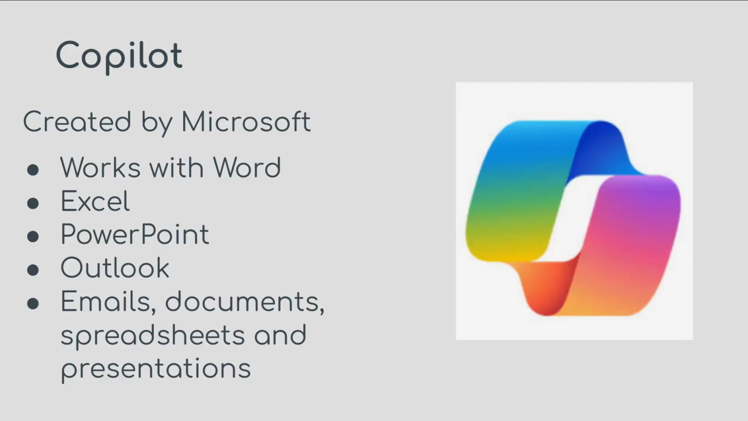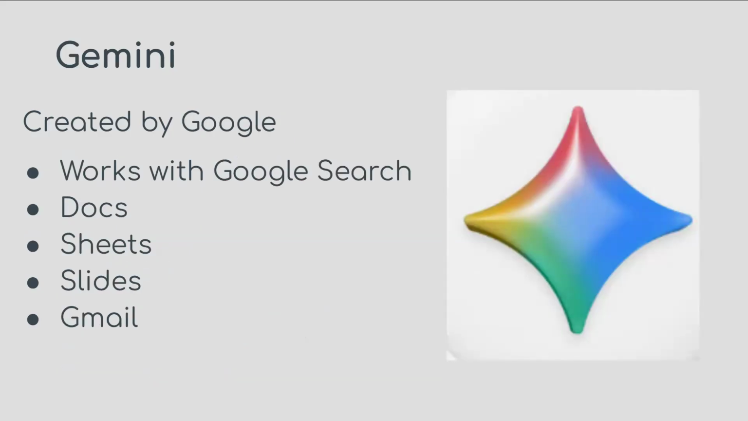So if you're already using Microsoft programs, you've probably noticed Copilot is in the ribbon or the toolbar of whichever program you're using. And then there's Gemini, which you may have used if you're currently using Google as a search engine or Gmail. Gemini was created by Google. It works well with Google Search, Google Docs, Google Sheets, Google Slides, and Gmail. So this is one of the apps when you are signed into your Google account, you're signed into your Gmail, and you click on the 9 dots for Google Apps, you will see this icon there so that you can use Gemini with the Google products that you're using.